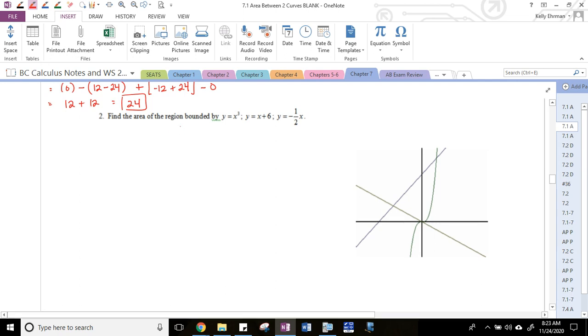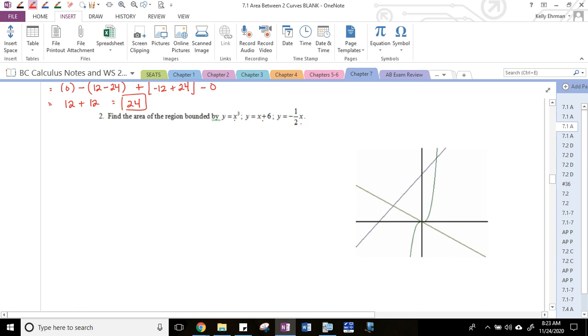Find the area of the region bounded by y equals x cubed, y equals x plus 6, y equals negative 1/2 x. By the way, I keep providing these graphs for you. Often on the AP test, they will provide the graphs for you, but especially in our homework and sometimes on the AP test, sometimes they won't. So we're expecting that you can graph these three functions accurately as well.